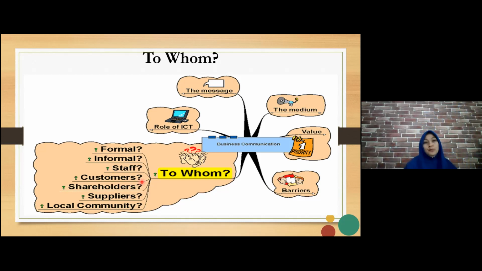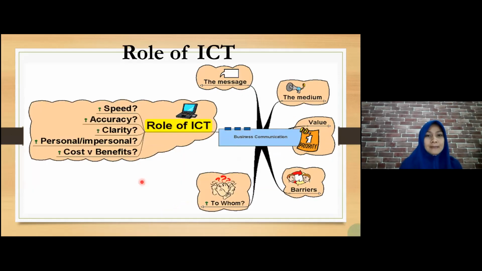So to whom you are talking should be a factor that you have to prepare for. Then the role of ICT, yeah, information, communication, and technology.